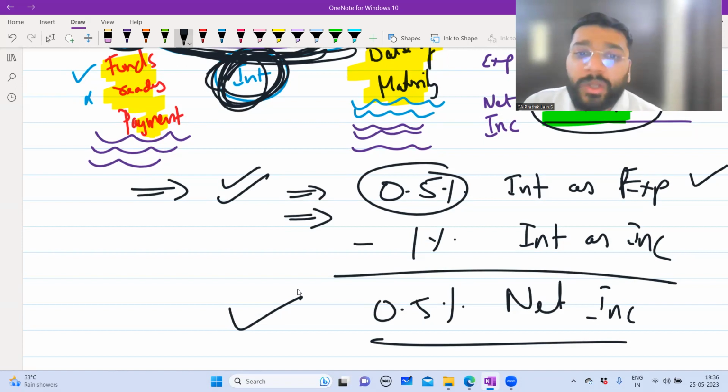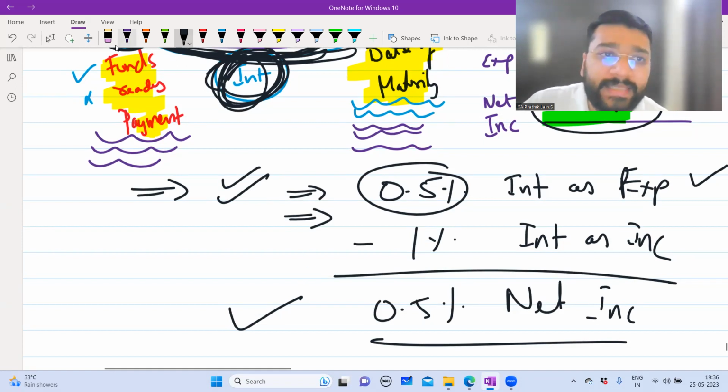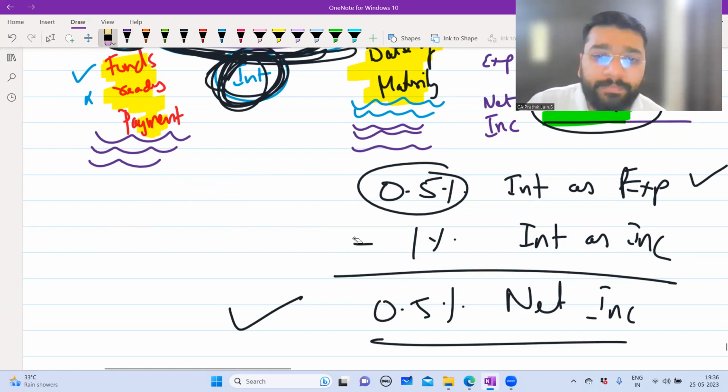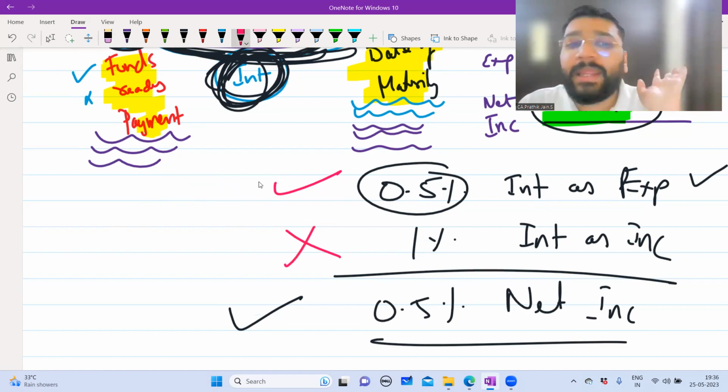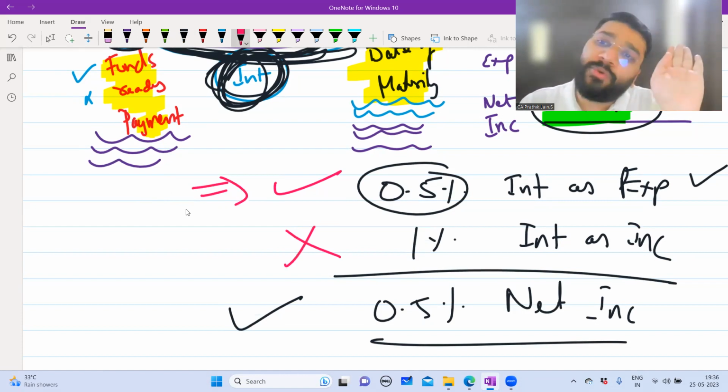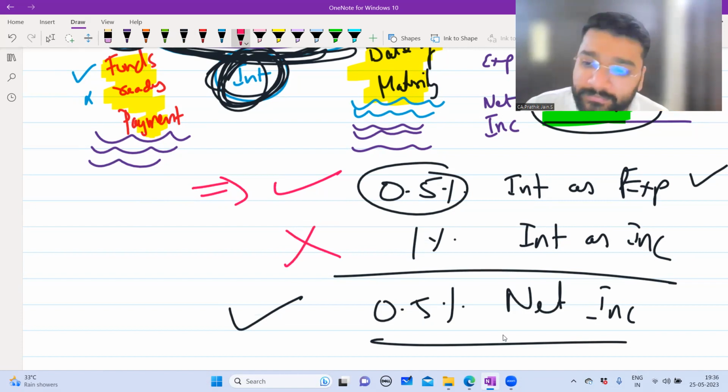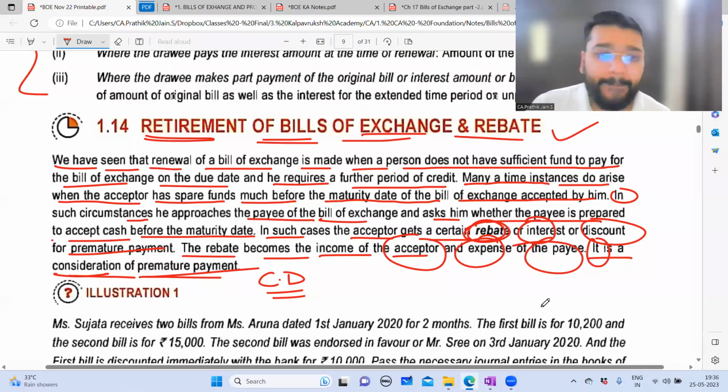Yes, sir. Now, let's suppose the seller is getting this money by paying 0.5% interest extra, and he is keeping the money idle, there is no income, then there is no point in getting the early payment. Then you wait for the due date and get the money on the due date. You get my point? Yes, sir. Okay. Now let's do one question.